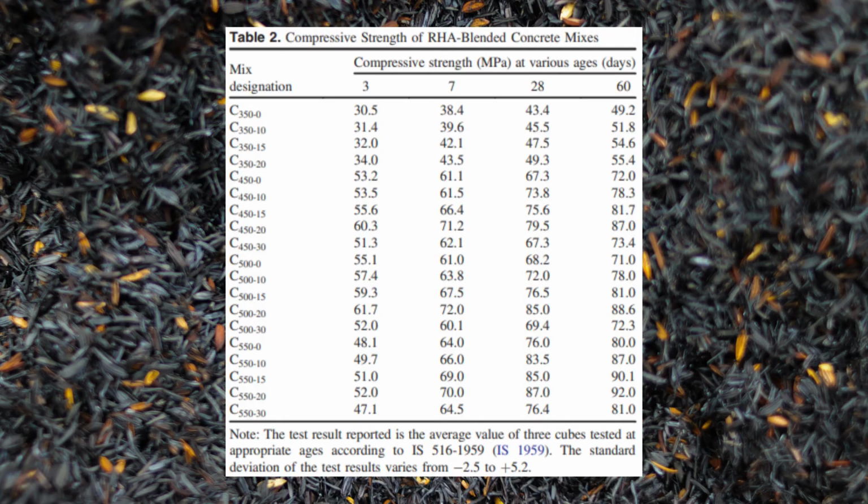Then moving on to the second table, which is the compressive strength of rice ash blended concrete mixture. So as you can see, for the 550 stroke 20, the compressive strength at day 3 is 52 megapascal, which is quite high. And then for day 7 it is 70 megapascal, and then at 28 days it is 87. And then the last, which is 60 days, is 92 megapascal, which is the highest that we can get.